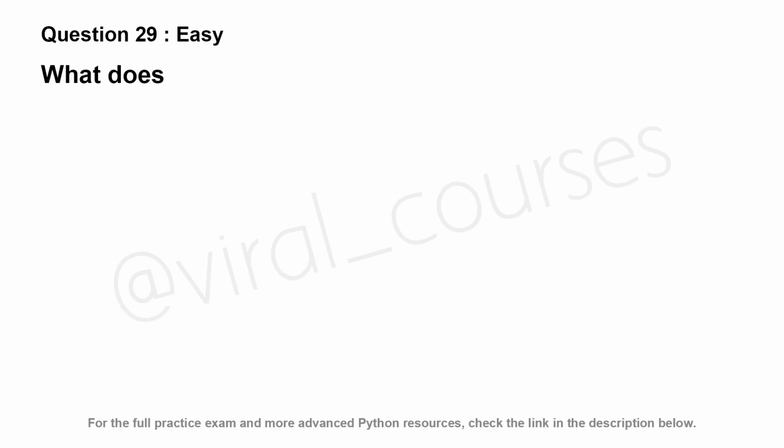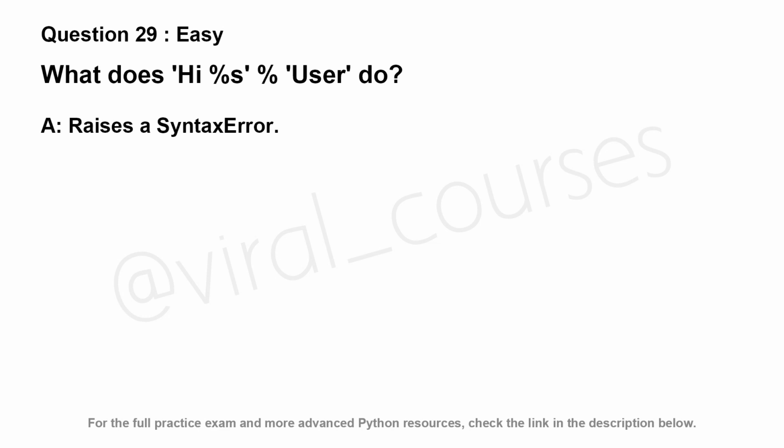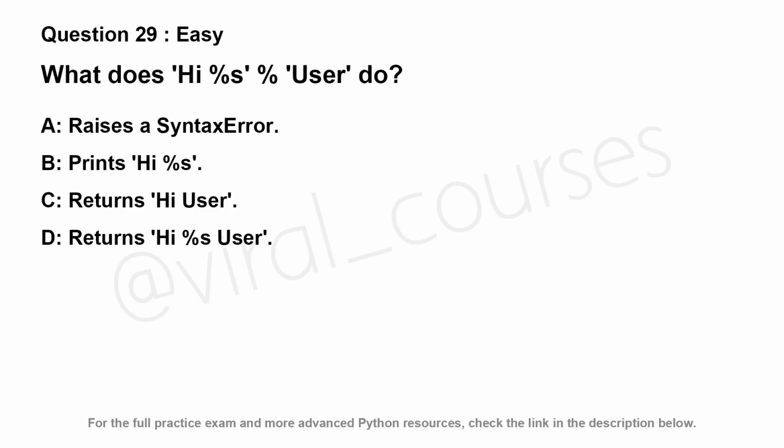What does '$%s' % 'user' do? Option A, raises a syntax error. Option B, prints $%s. Option C, returns $user. Option D, returns $%s_user.